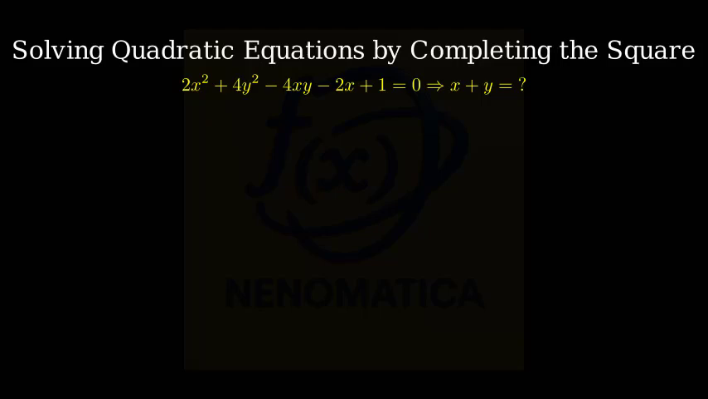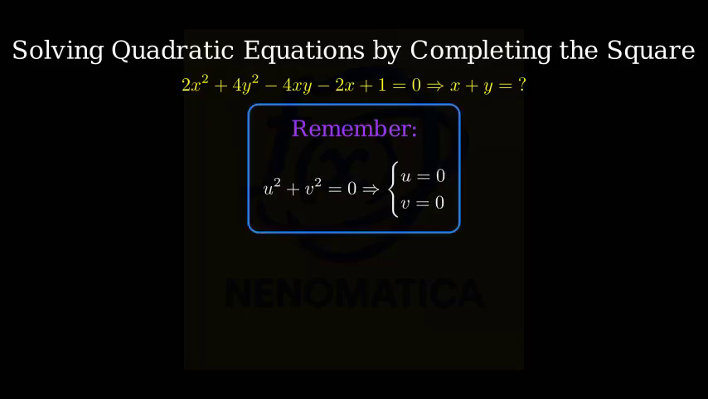Before we dive into this problem, let's recall an important mathematical fact. If u squared plus v squared equals 0, then u must equal 0, and v must equal 0. This happens because squares of real numbers are always non-negative, so their sum can only be 0 if both numbers are individually 0. Let's begin solving our main equation.